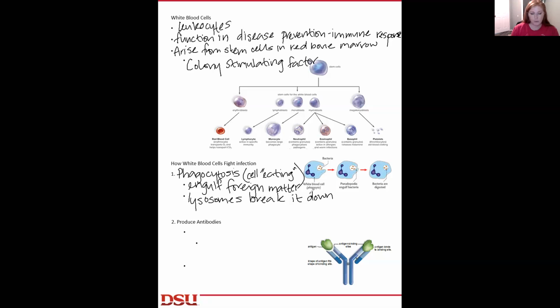That vesicle moves to the lysosome, which if you remember from our organelles, is the organelle that has digestive enzymes in it, okay? So the vesicle of foreign material moves through the white blood cell, merges with the membrane of the lysosome, and empties out all of its contents into the lysosome. The lysosome is then going to break it down.